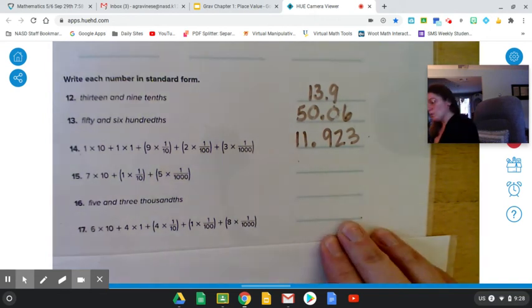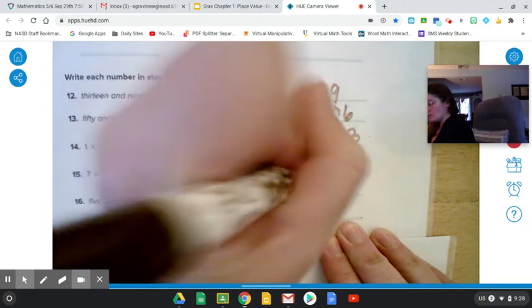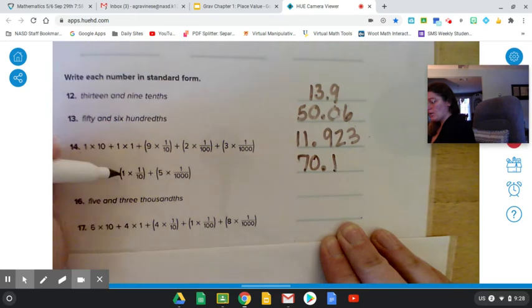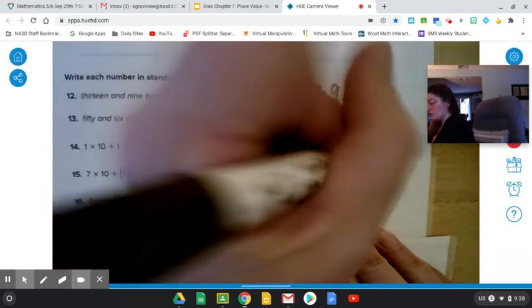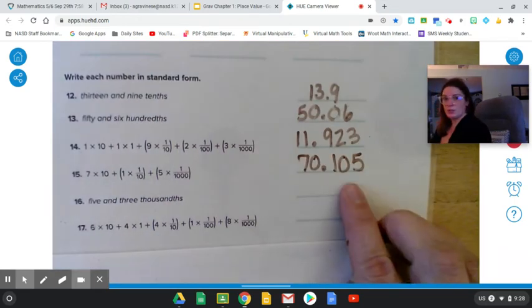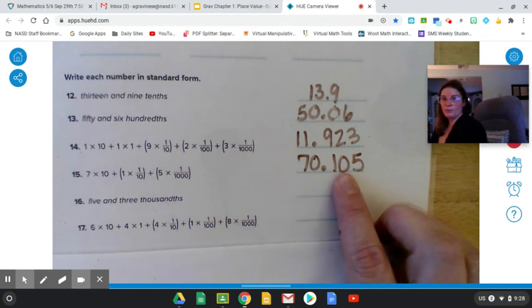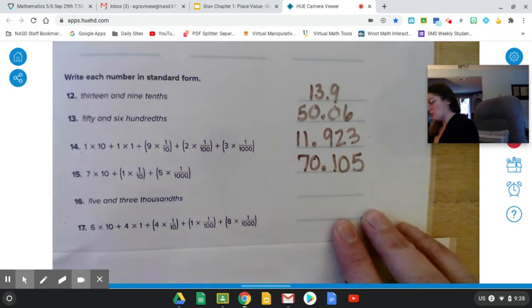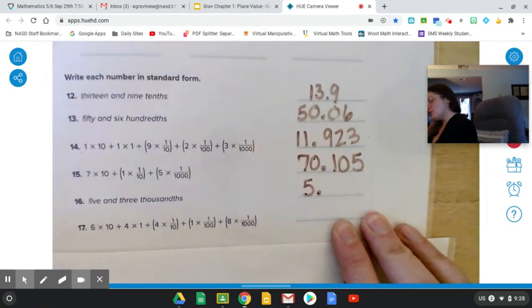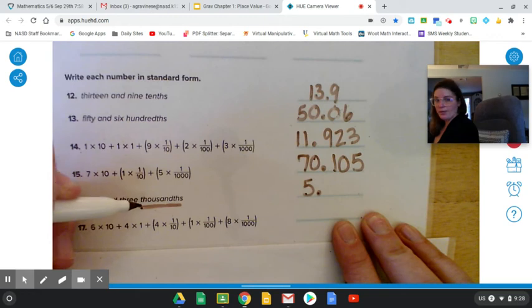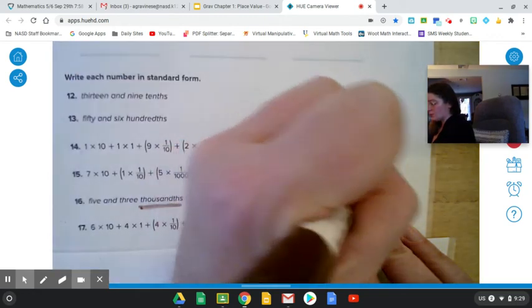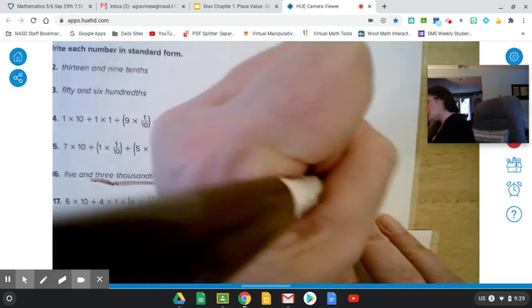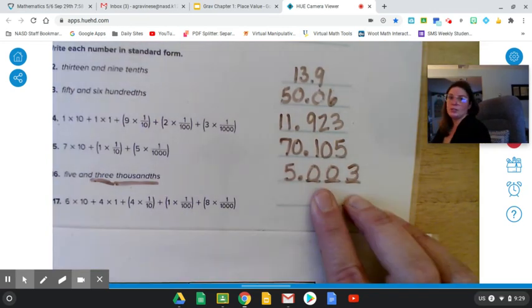Okay, here's what you should have gotten. 7 is in the tens. There are no ones. 1 is in the tenths. There are no hundredths. And 5 is in the thousandths. Watch out for that 0. Number 16, 5 and 3 thousandths. 5 and, oh my goodness, I have thousandths. I need 3 spaces. And I have 3 thousandths. So I need a 3 in the thousandths, which means these guys are zeros.